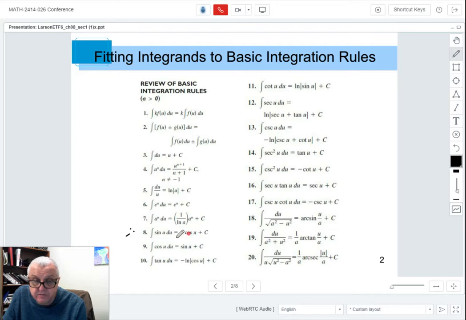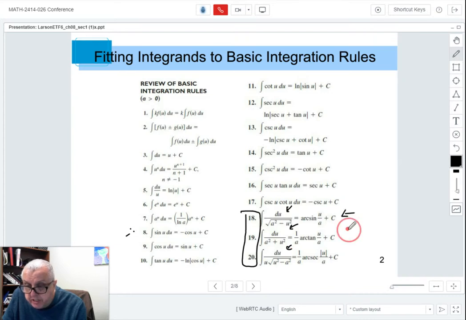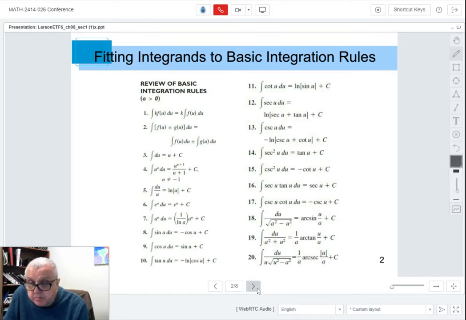Integration of sine is negative cosine. Integration of cosine is sine, and so on. I like these last three here. If you can make your integration look like one of these three, then the integration is automatic and you just plug the numbers in. Whatever you get for A, whatever you get for U, plug into A and U of the formula here. So let's take a look at three problems.